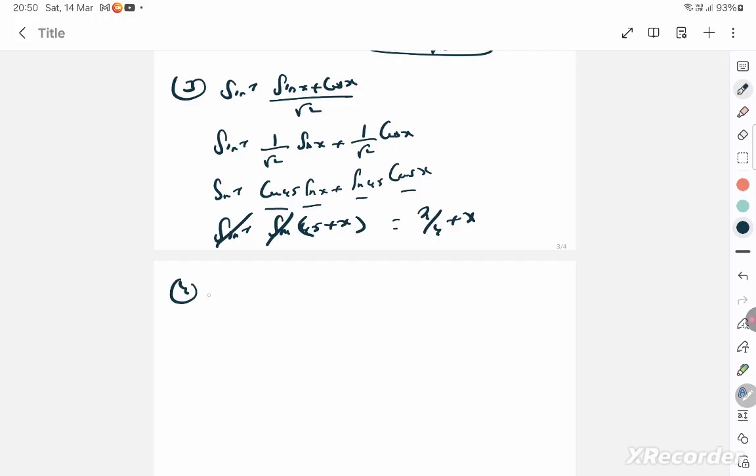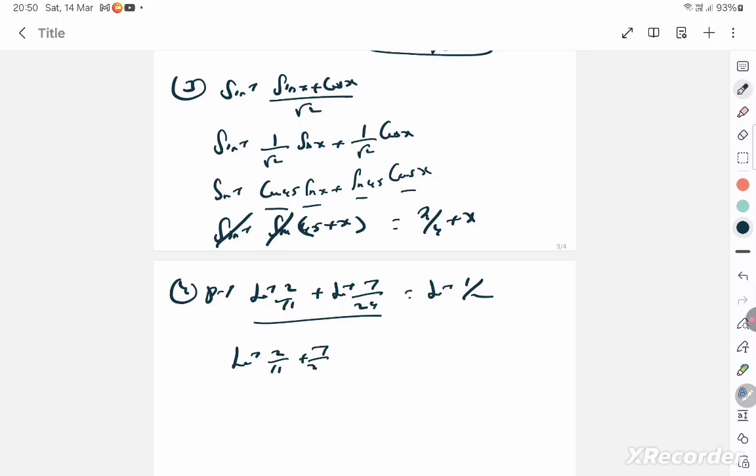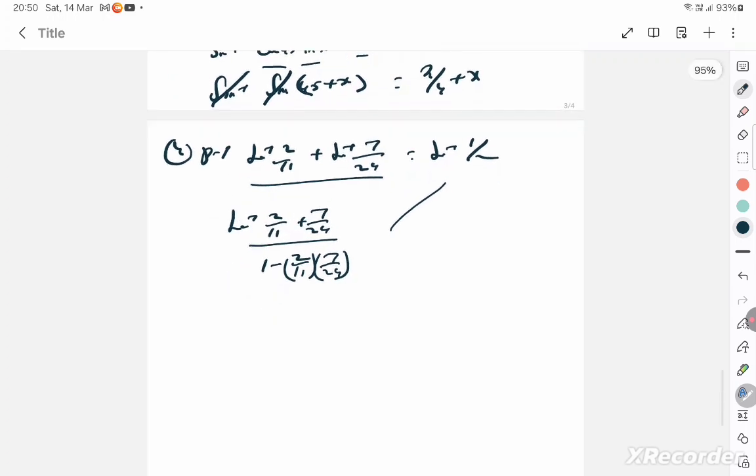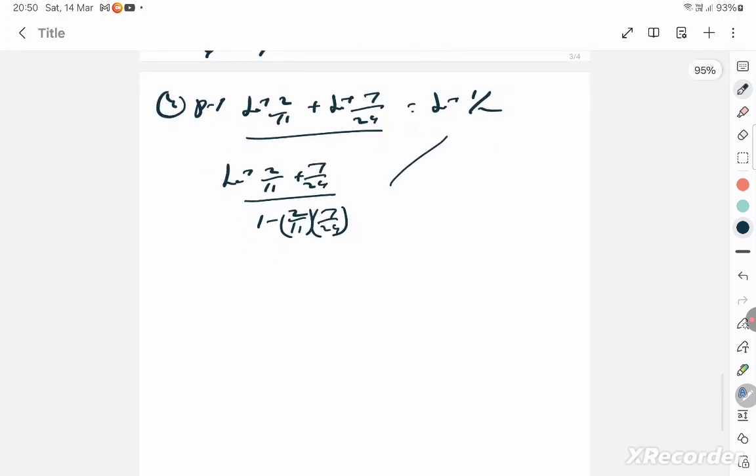Let's go to the next sum. Prove that tan inverse of 2 by 11 plus tan inverse of 7 by 24 is tan inverse of 1 by 2. This is simply tan inverse of x plus y by 1 minus xy. You solve with this, you will automatically get tan inverse of 1 by 2. It's just a question of solving it. Kindly solve it. Let's go to the next question.